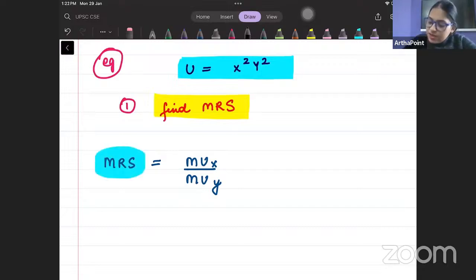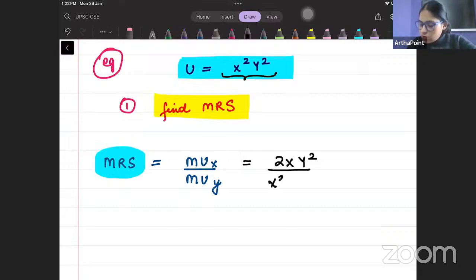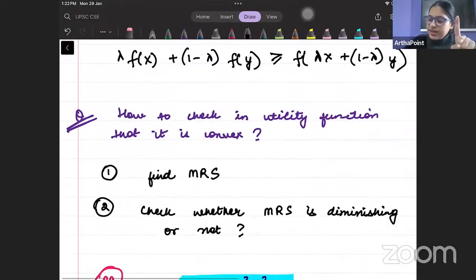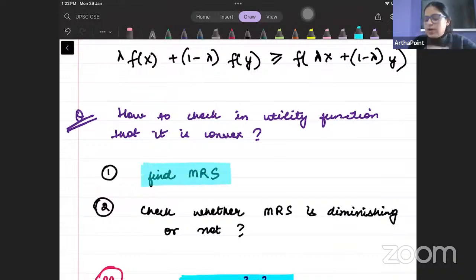So if I differentiate this function with respect to x, I will get 2xy square. If I differentiate this function with respect to y, partial differentiation is very important, ध्यान से सीखनी है. If I am differentiating with respect to y, I will hold x constant. So x square into 2y. When I solve this, I will get the answer as y by x. ये हो गया step 1. Step 1 क्या था? Find MRS. I have found the MRS.